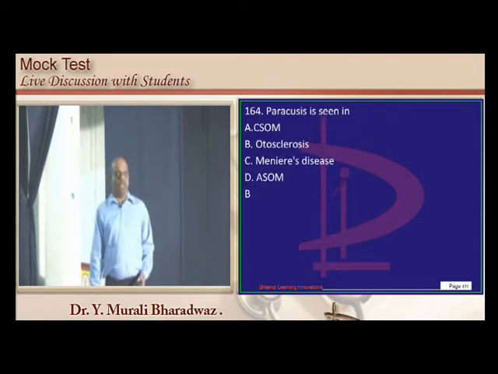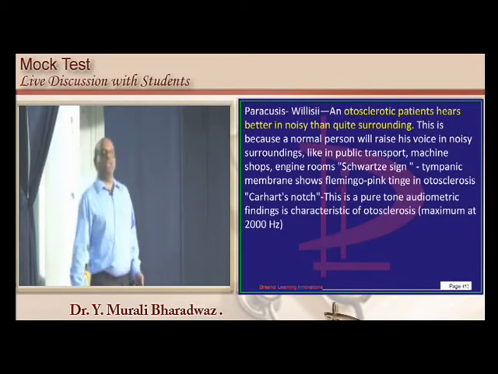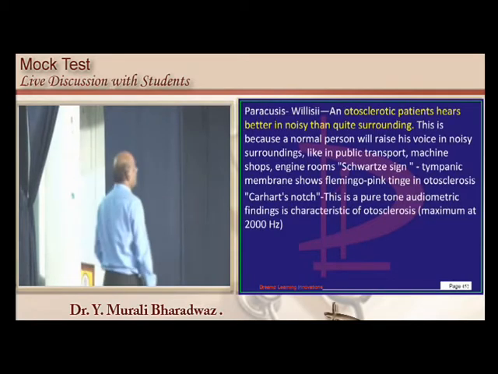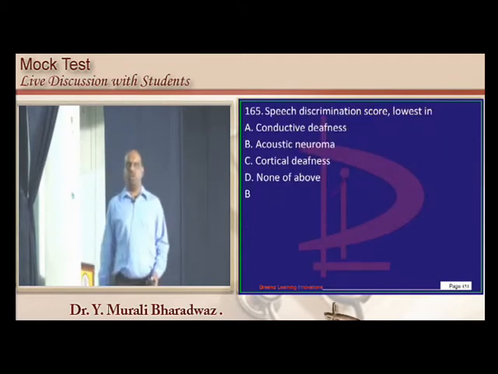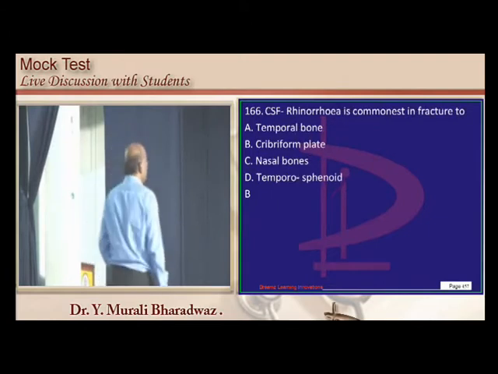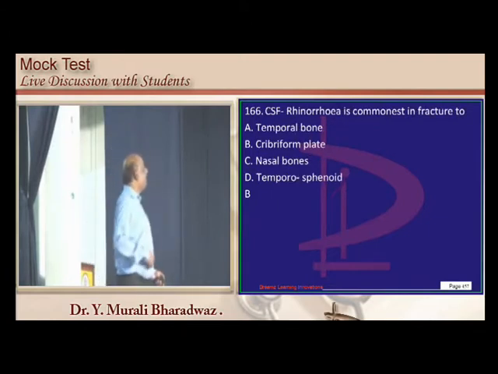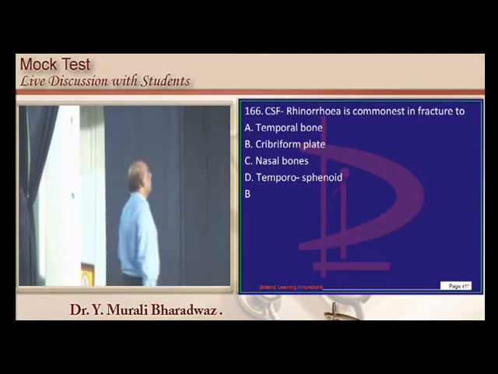Paracusis willisii, you can hear better in the railway station than at the temple, is basically a feature in case of otosclerosis. Speech discrimination score is very low in case of acoustic neuroma out of all. It is the cribriform plate fracture which is a very common cause of CSF rhinorrhea.